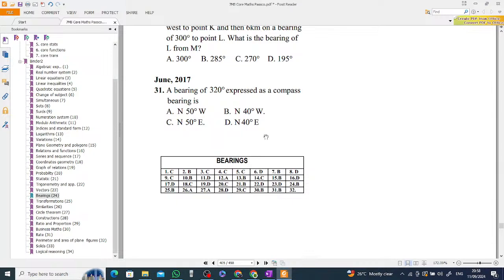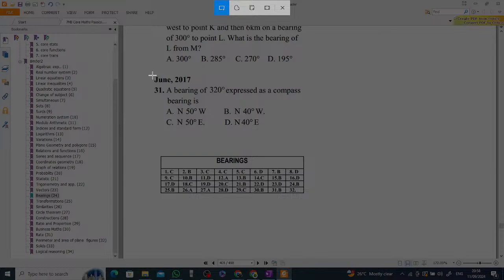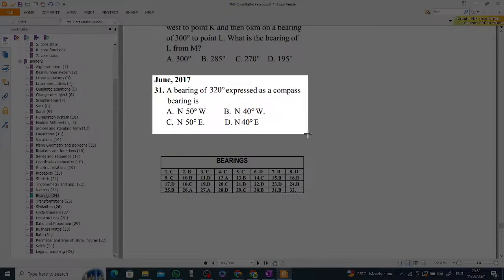Now it says this one, a bearing of 320 degrees expressed as a compass bearing is what?